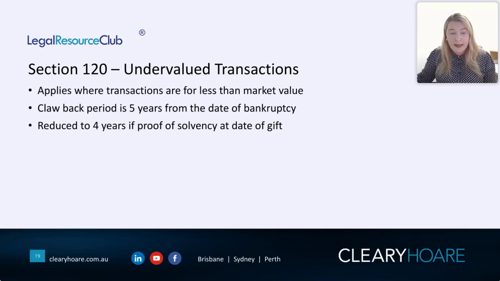In most situations, we can apply the third dot point here, which says that the normal 5-year clawback period is reduced to 4 years if the individual can prove that they were solvent when they made that gift to the trust. So effectively, it means that when a person implements the secure debt strategy, from the date of that gift, they need to make sure that they don't go bankrupt within 4 years of that date. Otherwise, they risk the trustee in bankruptcy applying Section 120 and unwinding the transaction to bring the value back into their bankrupt estate.